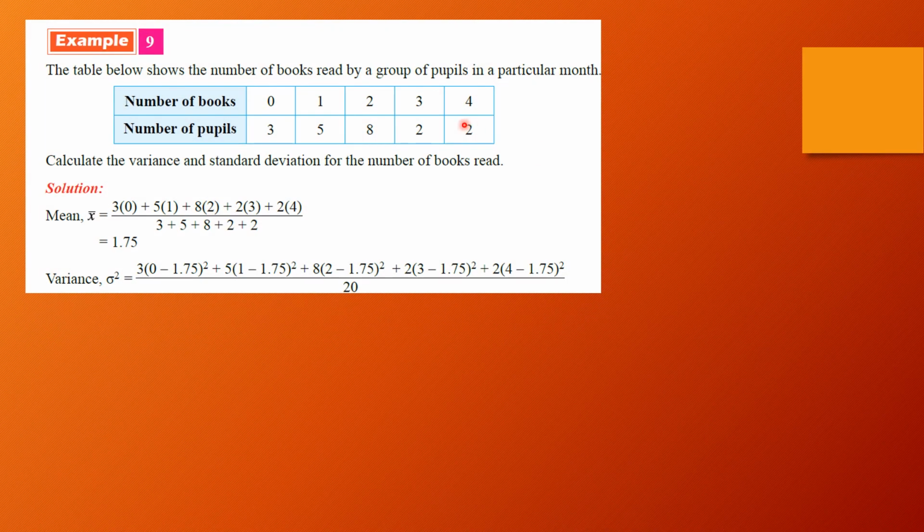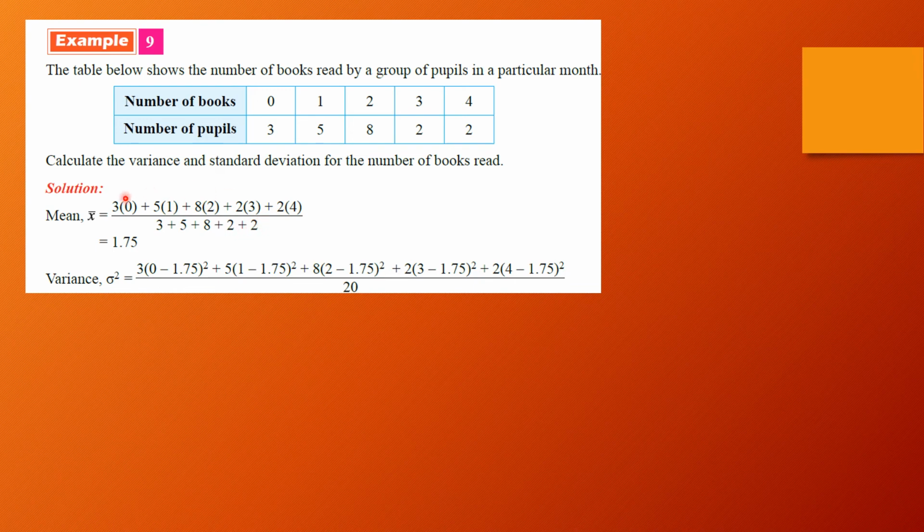Next, we look example 9. The table below shows the number of books read by a group of pupils in a particular month. Number of books 0, that means 3 pupils didn't read at all. Then number of books 1 means 5 pupils read 1 book, 8 pupils read 2 books, 2 pupils read 3 books and 2 pupils read 4 books. So calculate the variance and standard deviation for the number of books read.